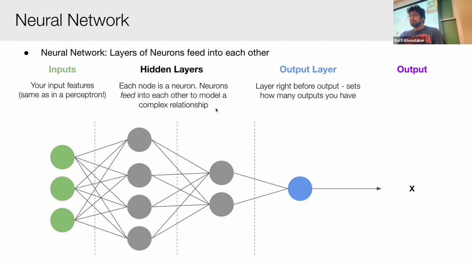Okay, so our neural network has 3 types of layers, right? The input layer is just inputs, right? These are just, for example, a row in your spreadsheet.